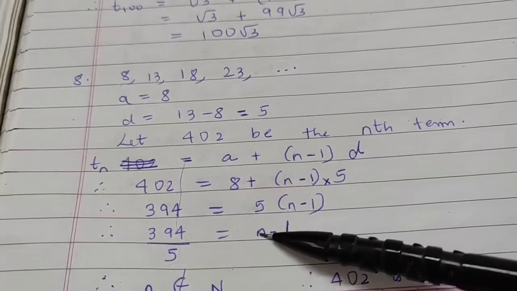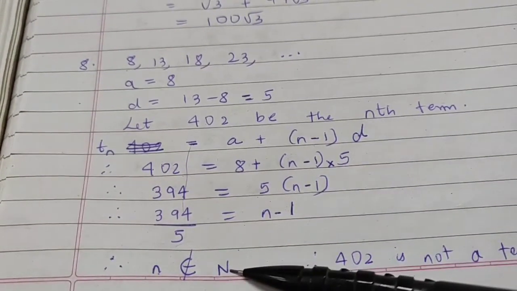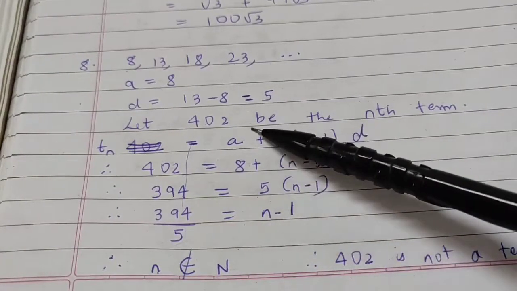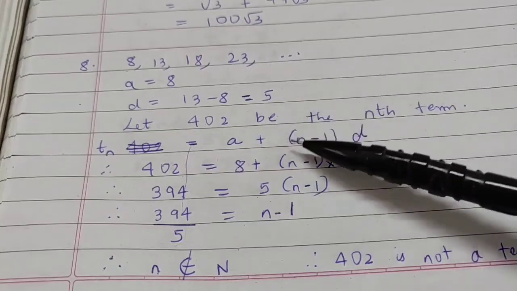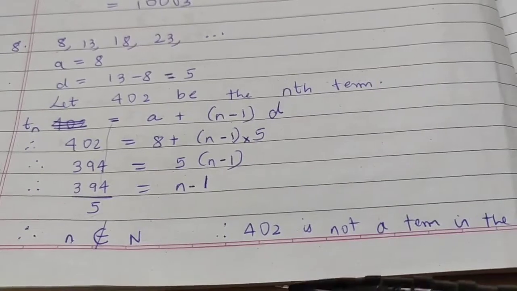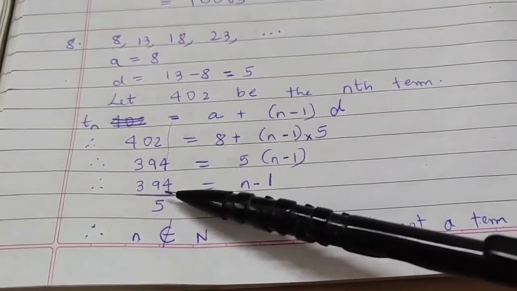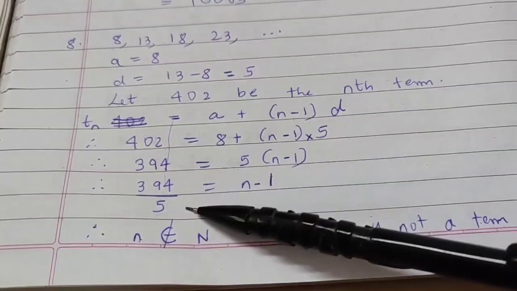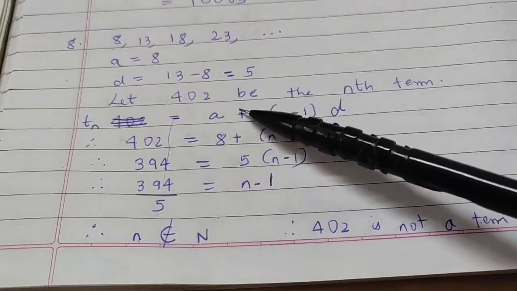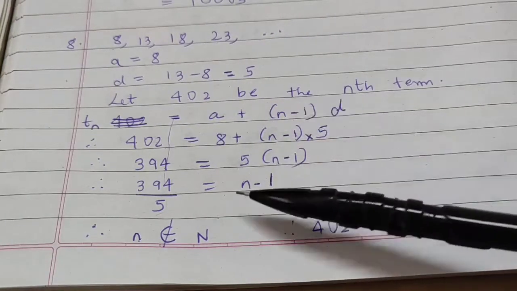So if we get the value of n, which is not belonging to natural numbers, that means our assumption was wrong. 402 is not a part of the sequence. It cannot be the nth term at all. And that's how we prove it. It's not a term in the AP. If it was 395, then we can reduce it. Minus 1 will become plus 1. We get a natural number answer. And then we can say, yes, indeed, it is a part of the sequence. And we can even predict which term is it.